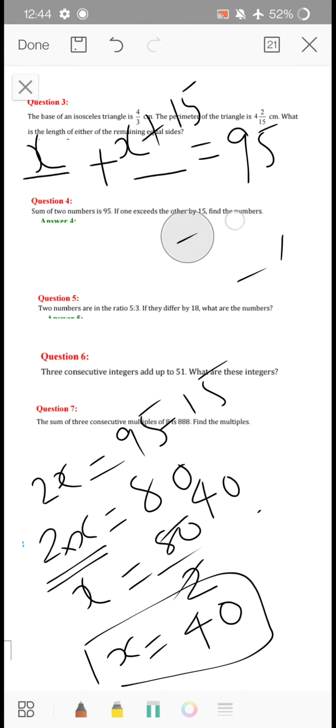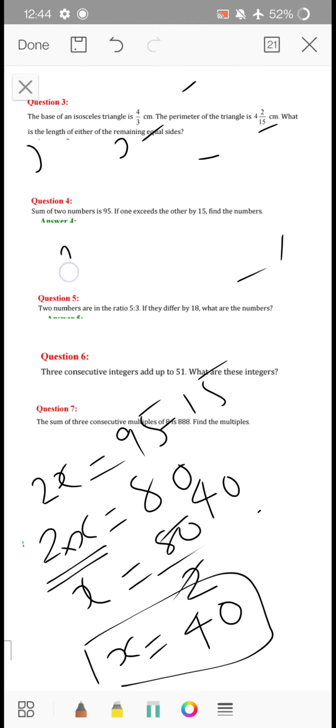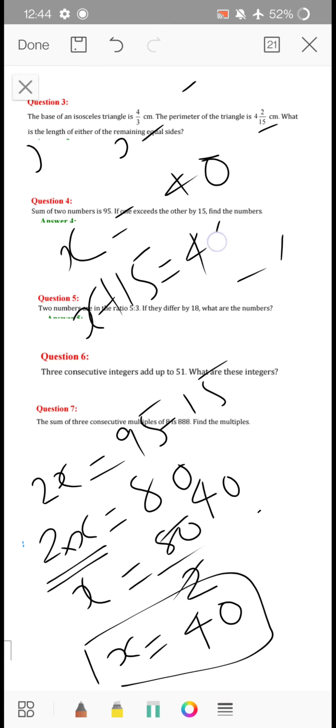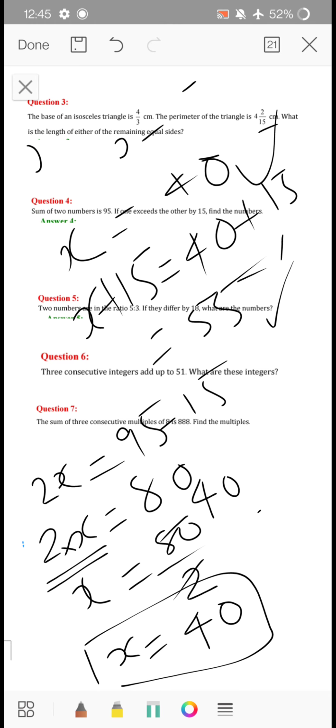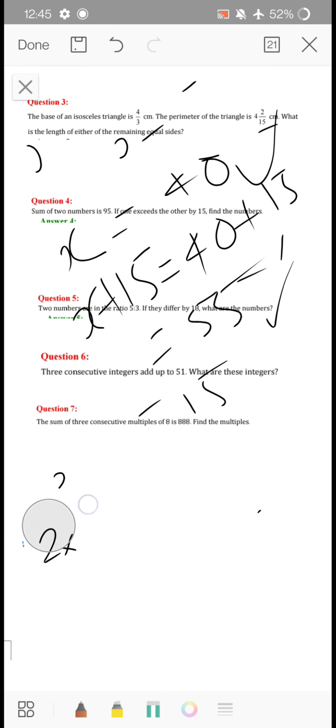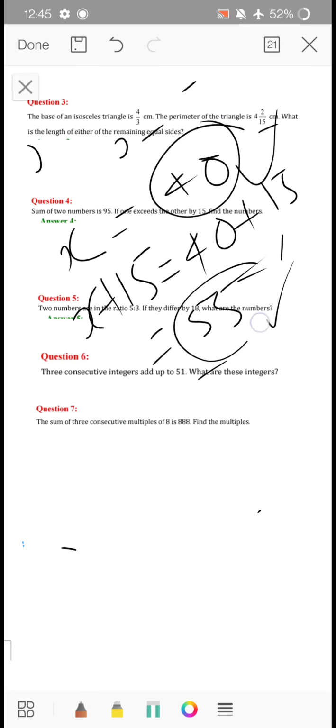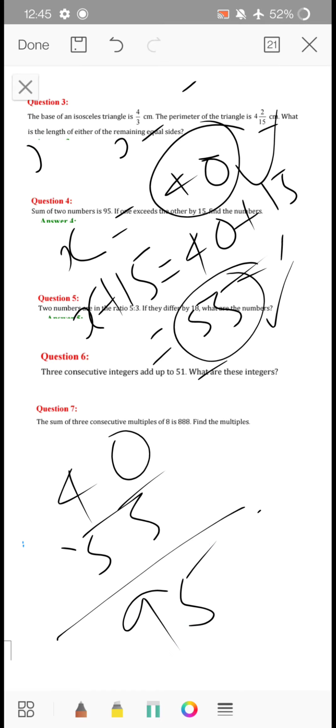This is not your final answer, as they have asked for the two numbers, and we have supposed that one of the numbers is x and another number is x plus 15. So you will take this as 40 and the next as 40 plus 15, so it will be 55. So these are the two numbers, 40 and 55. If you want to check your answer, add these two numbers and you will get 95. 40 plus 55, your answer is 95, and they have said the answer is 95.